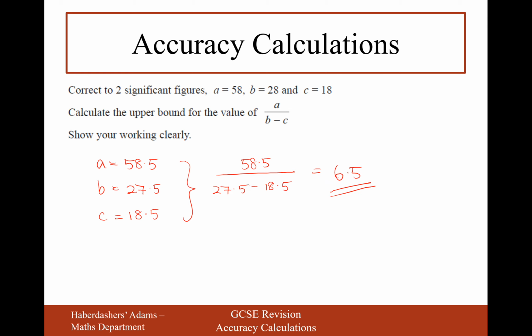And there we are, that's all the questions we're going to go through in this accuracy calculations video. Hopefully you found it useful, hopefully you've now understood what it means to be of a suitable degree of accuracy.